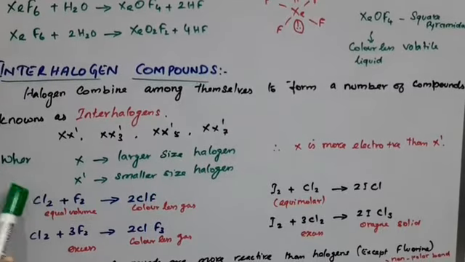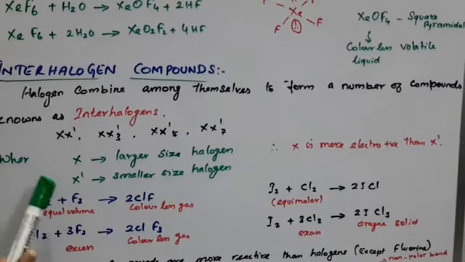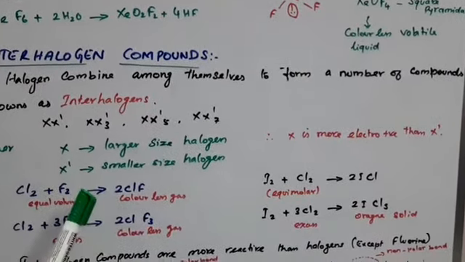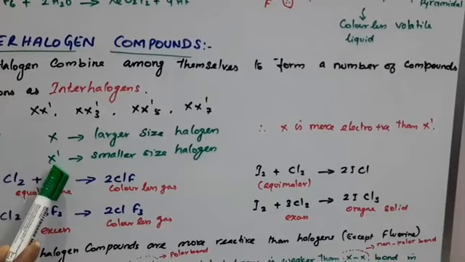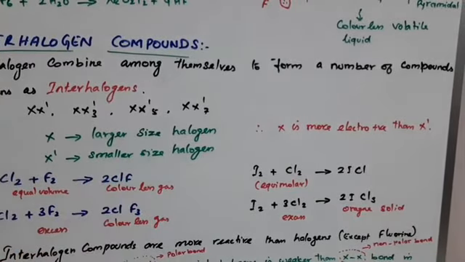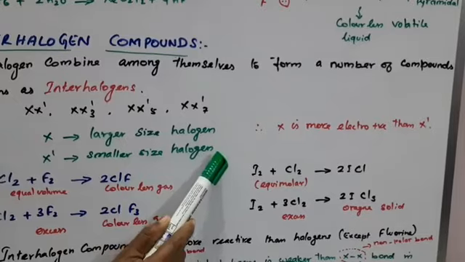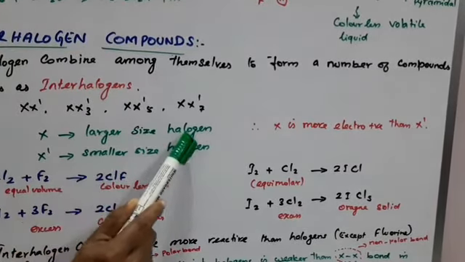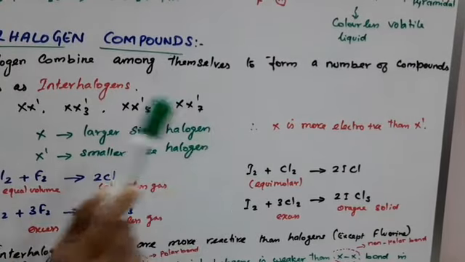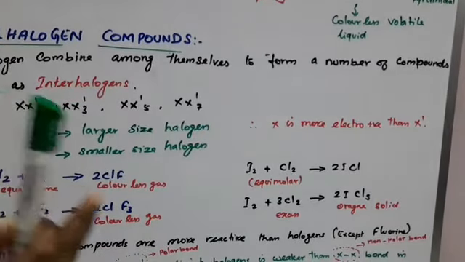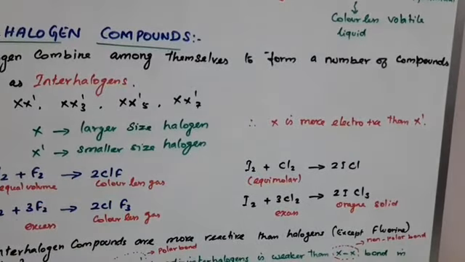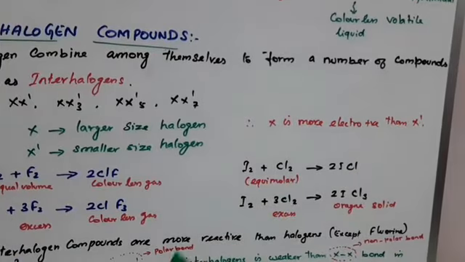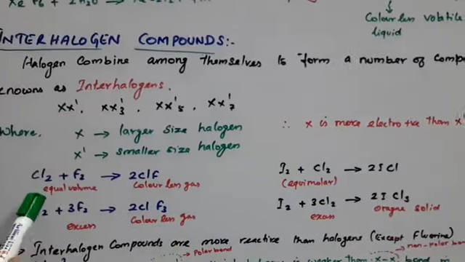Okay, so how are the interhalogen compounds produced? Here X means the larger size halogen and X dash represents the smaller size halogen. Okay, the smaller size halogen is the highly electronegative element, and the larger size halogen is the weaker electronegative element. Okay, here there are two poles, positive and negative like that. Okay, so X is more electropositive than X dash. Okay, these are all 1 mark questions, you keep it in mind.